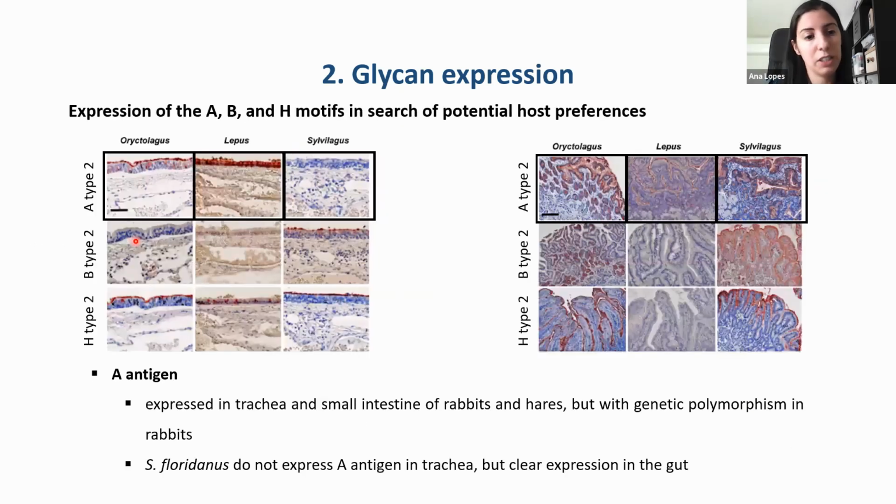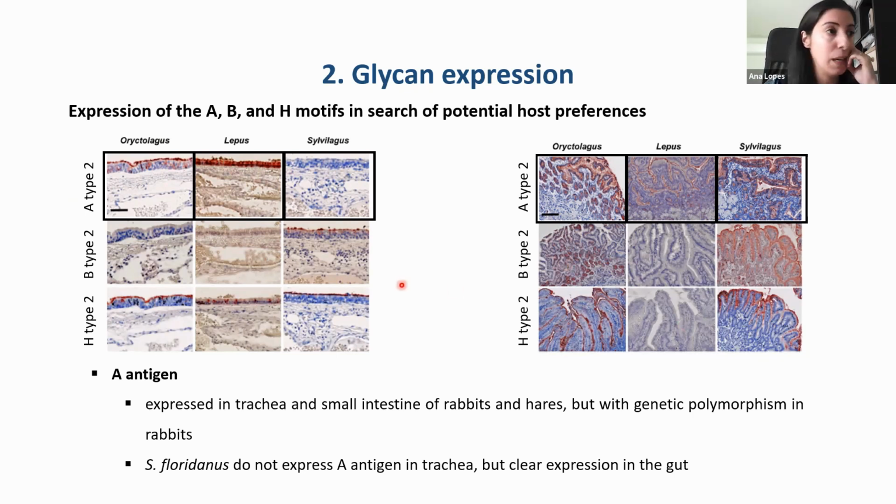This previous variation found prompted us to investigate the expression of A, B, and H motifs in lagomorph tissues in search of potential host preferences based on the abilities of the virus strains to recognize these glycans. And that's why we have here the A, B, and H type 2 recognition for rabbits, hares, and Sylvilagus. Here it's trachea. And here it's duodenum, and I will guide you to every sugar here.